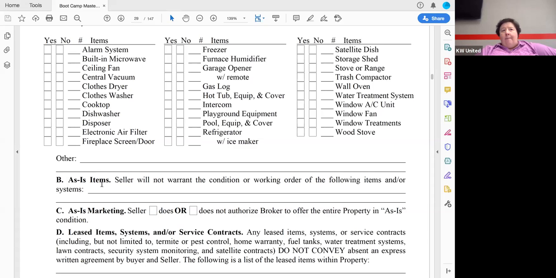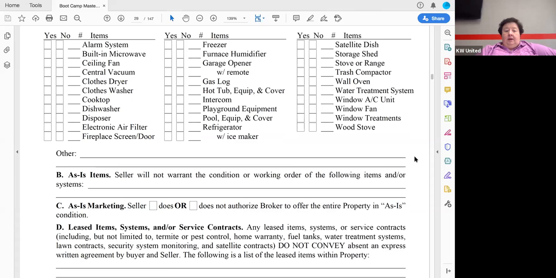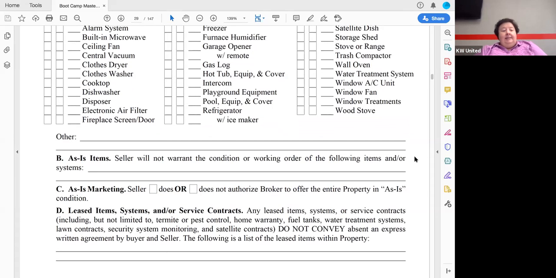Now, there are things called pellet stoves as well, and that was where you might find that here under other, that a pellet stove might convey, okay? All right. Now, when it comes to as is, and we're going to stop there right after this discussion.